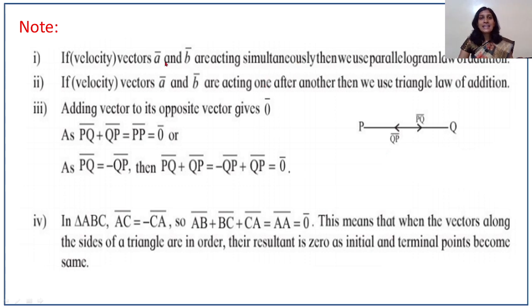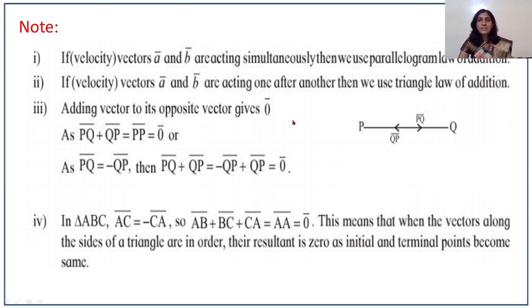If A bar and B bar are simultaneous, then we use the parallelogram law. If A bar and B bar are acting one after another, then we use the triangle law. Adding a vector to its opposite vector will give 0.